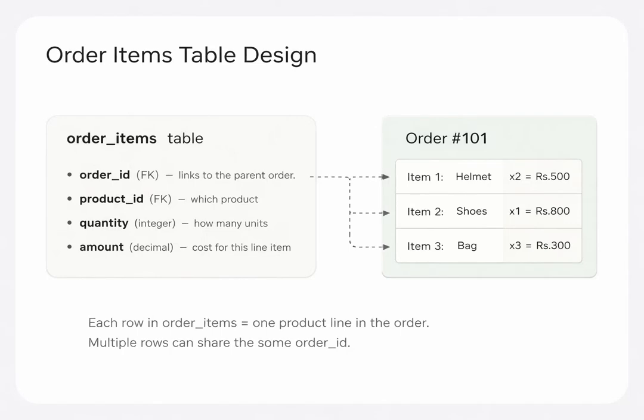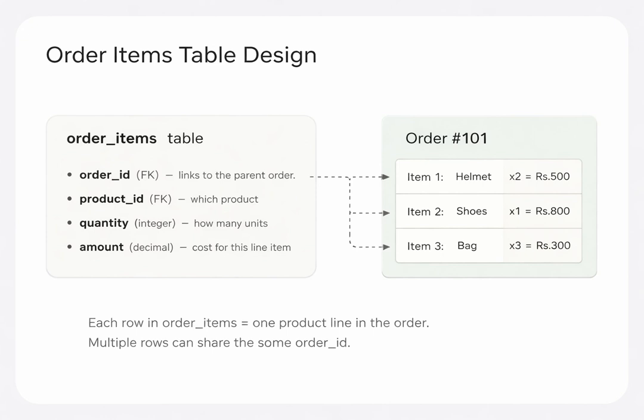The order items table is where each individual product in an order gets its own row. For every item in the cart that becomes part of an order, we create one record here. The order ID is a foreign key that links this item back to its parent order in the orders table. This is the connection between the 2 tables.